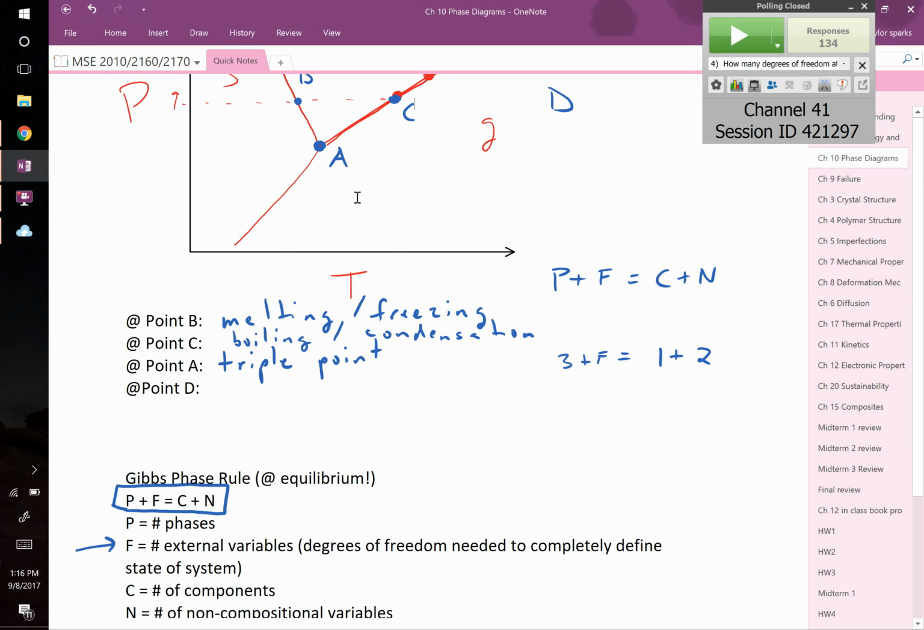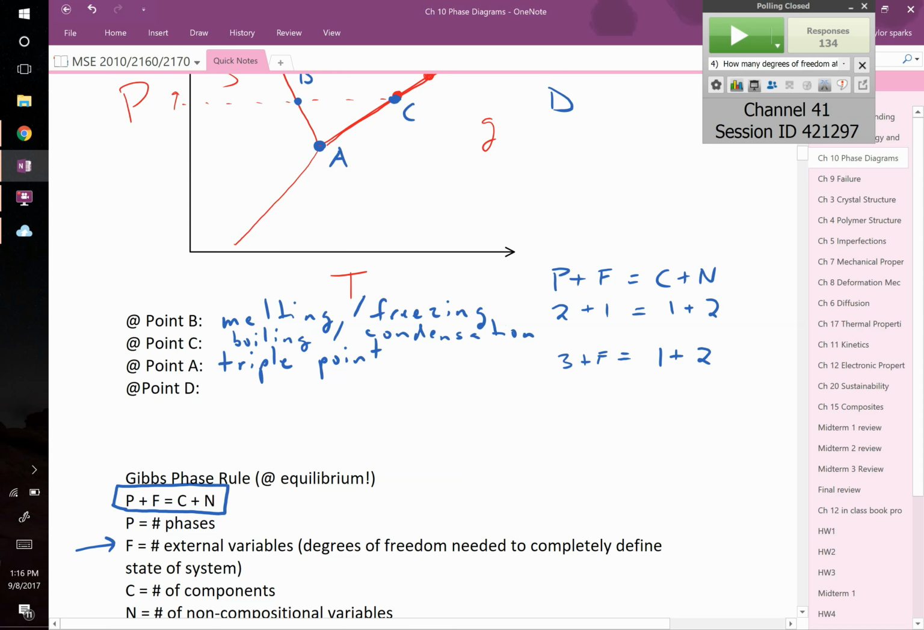Okay, I think this is pretty straightforward. Somebody help me do this. So for point B, how many degrees of freedom do we have? 1. How do we know that? Let's count our phases. We've got 2. We say that we've got 1 degree of freedom. That's got to equal 1 plus 2. Again, that's the only way. We must have 1 degree of freedom.